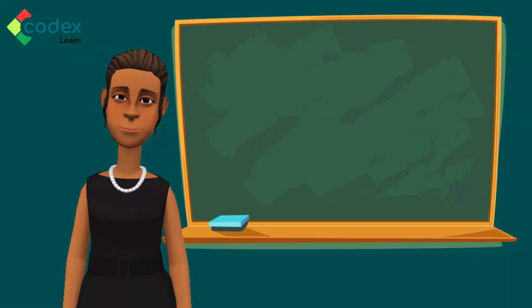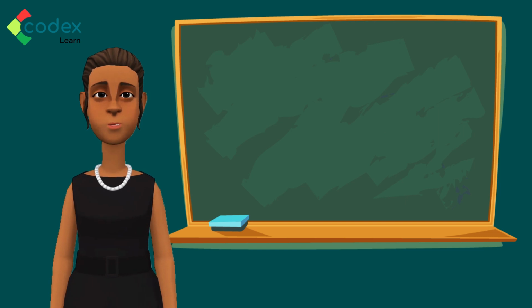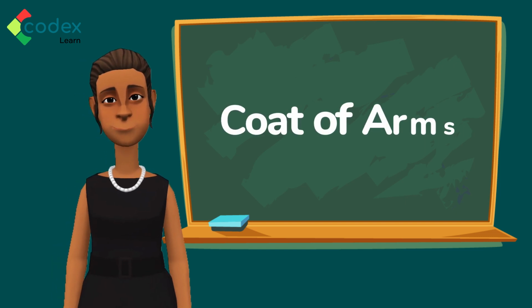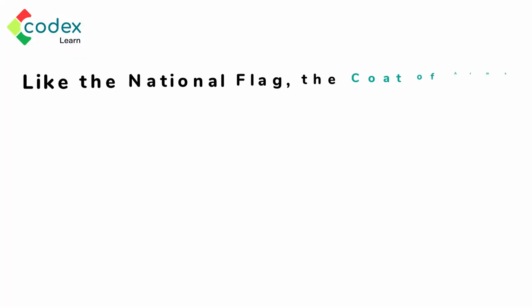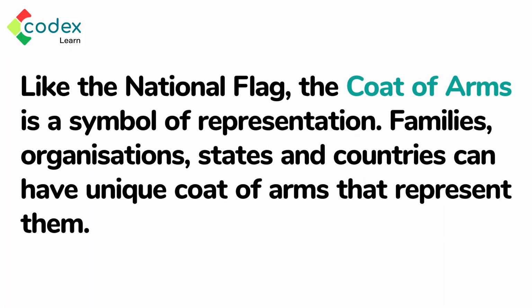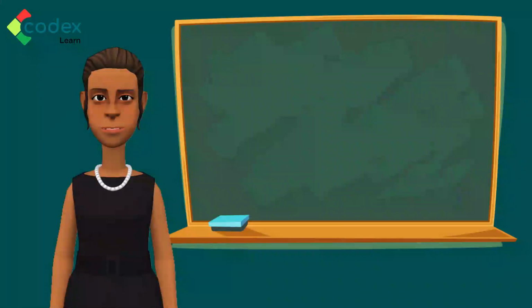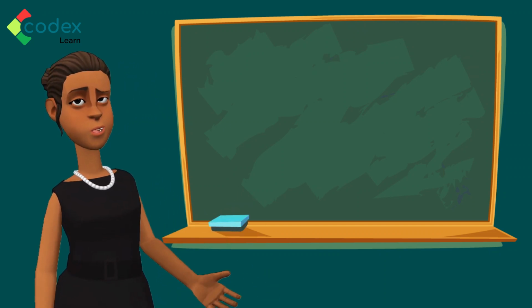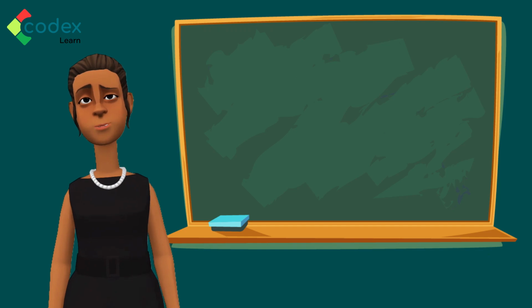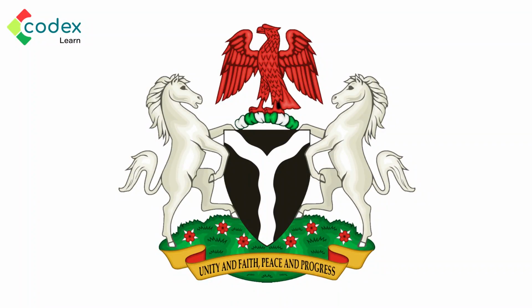In addition to the national flag, another very important symbol is the coat of arms. What is a coat of arms? Like the national flag, the coat of arms is a symbol of representation. Families, organizations, states, and countries can have unique coats of arms that represent them. In Nigeria, we definitely have a very special coat of arms which has so many meanings. Here is our coat of arms.